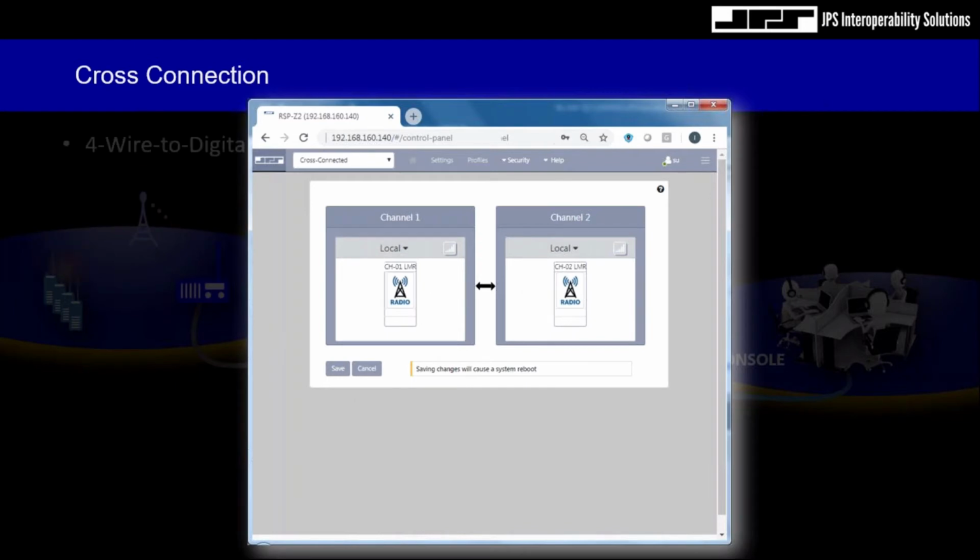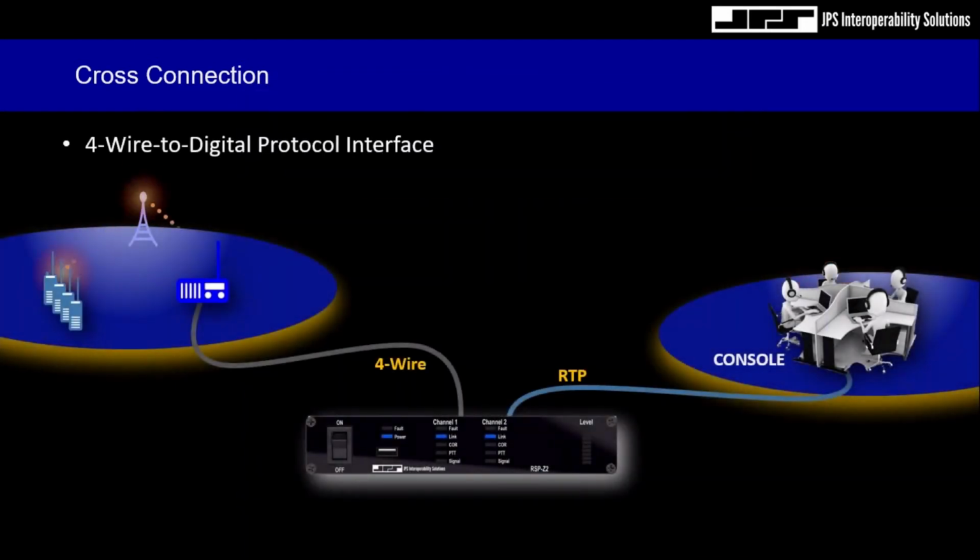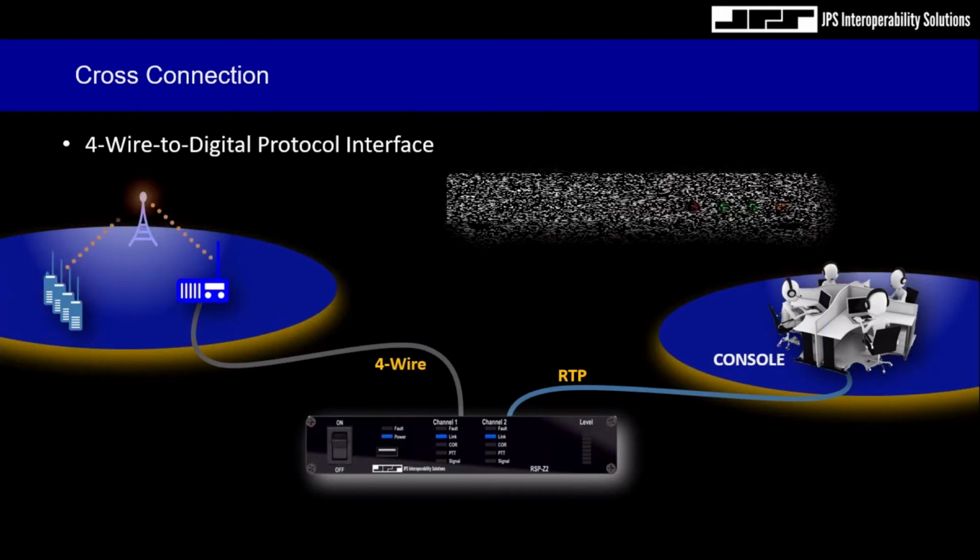And this is an example of a radio interface assigned to channel 1 and a digital RTP interface assigned to channel 2. In this application, radio communications can be shared over the RTP link to a console or maybe a voice recording apparatus or any device that has a standards-based RTP interface. So we've got analog on the left and digital on the right.